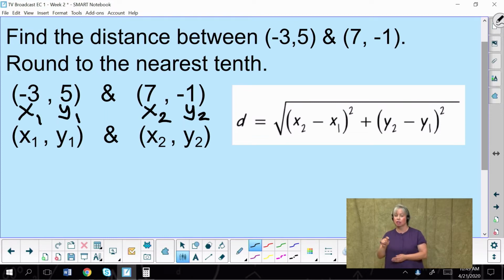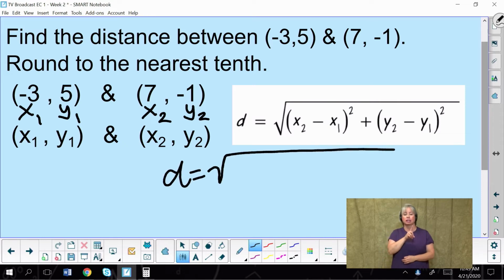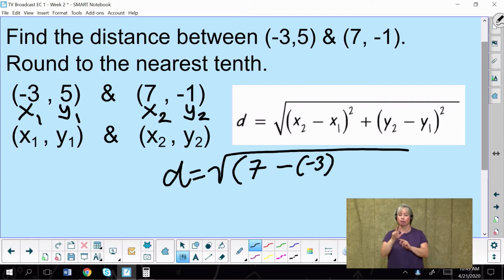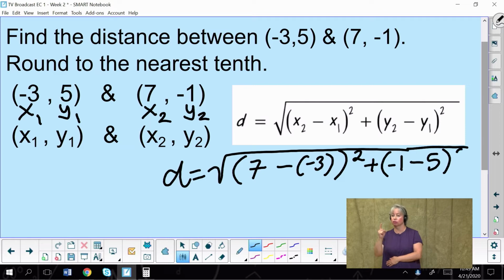We labeled our points. Now let's plug it in. So D is equal to x2, which in this case would be 7, minus x1, which is a -3. I'm going to put parentheses around that one to hold its value. Big parentheses squared plus y sub 2, which is -1, minus y sub 1, which is 5, close parentheses, and squared. I'm going to step back just to make sure I have it correct.